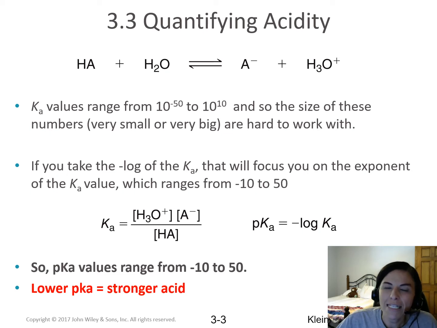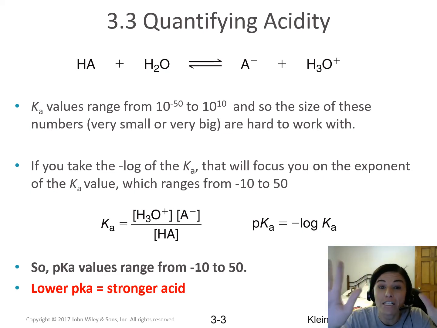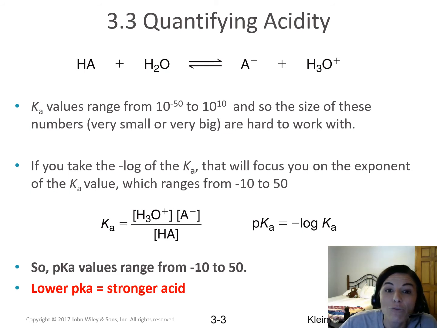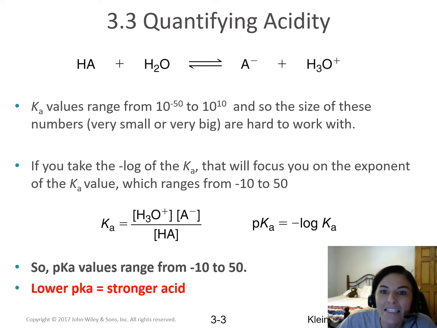Ka values are typically either very big or very small numbers. They can range from about 10 to the negative 50 to 10 to the power of 10. And so the size of these numbers are very hard to work with. That's a lot of decimal points, right?